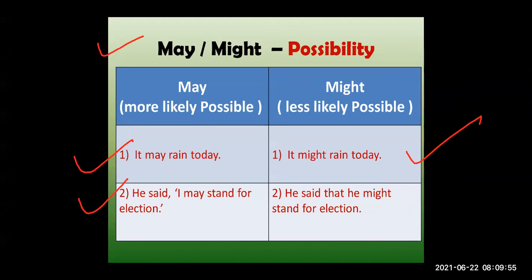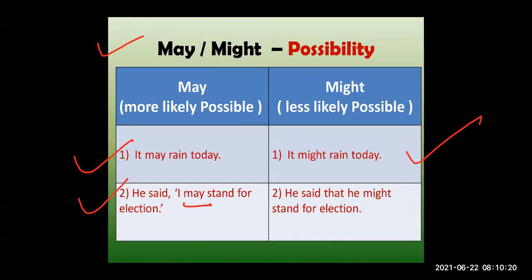He said, I may stand for election. Now here again more possibility is there that a person is going to stand for election. 70 to 80%, he has decided to stand for election. So here we want to use the modal auxiliary may. He said, I may stand for election.